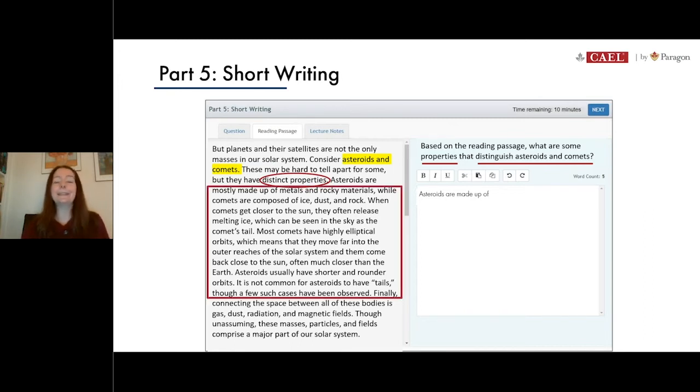So I know that this section of the text is where I'm going to pull out details so that I can start typing to tell the reader all about the properties of asteroids and comets. Now you'll notice that I'm highlighting on the screen today, and I'm doing that because we're practicing together. On the real CAEL test, there is no feature that will allow you to highlight on the computer screen itself. You can take notes, of course, but you would need to do so with paper and pen. So please keep that in mind.